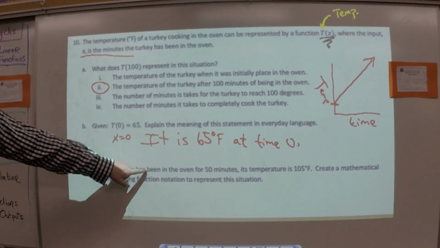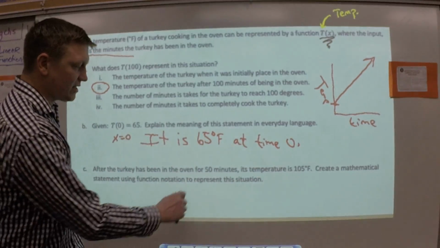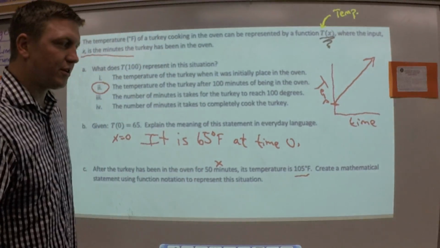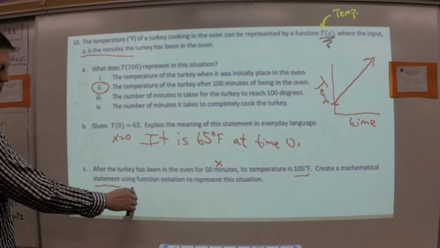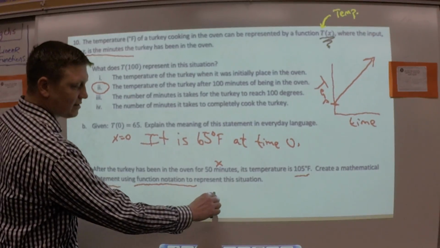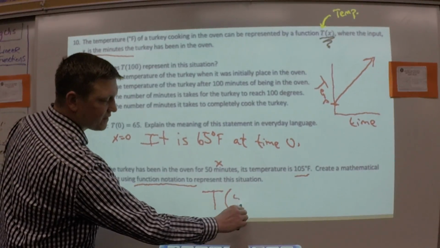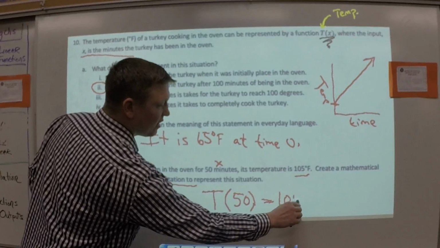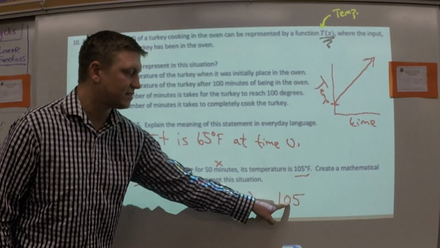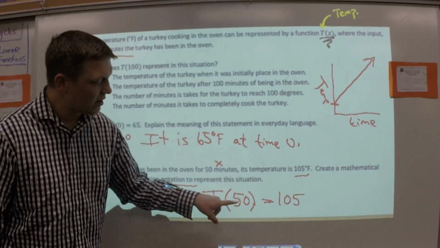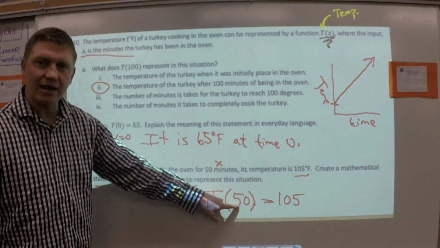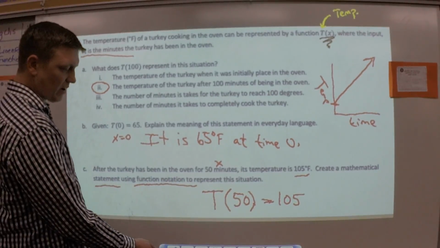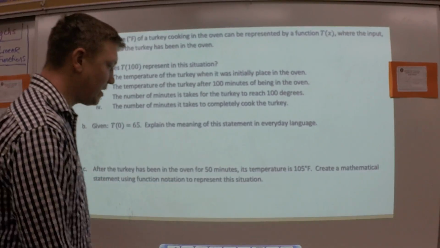After the turkey has been in the oven for 50 minutes, its temperature is, so this is my x variable, 50 minutes. Its temperature is now this. This is the output of my function. Create a mathematical statement that uses function notation. So my temperature after 50 minutes equals what? 105. So this is technically saying my output, or my y variable, is equal to 105 after my x variable is 50. 50 minutes has gone by. All right, the temperature is rising in the oven. Okay, let's go check out one more example, I think, that we have.